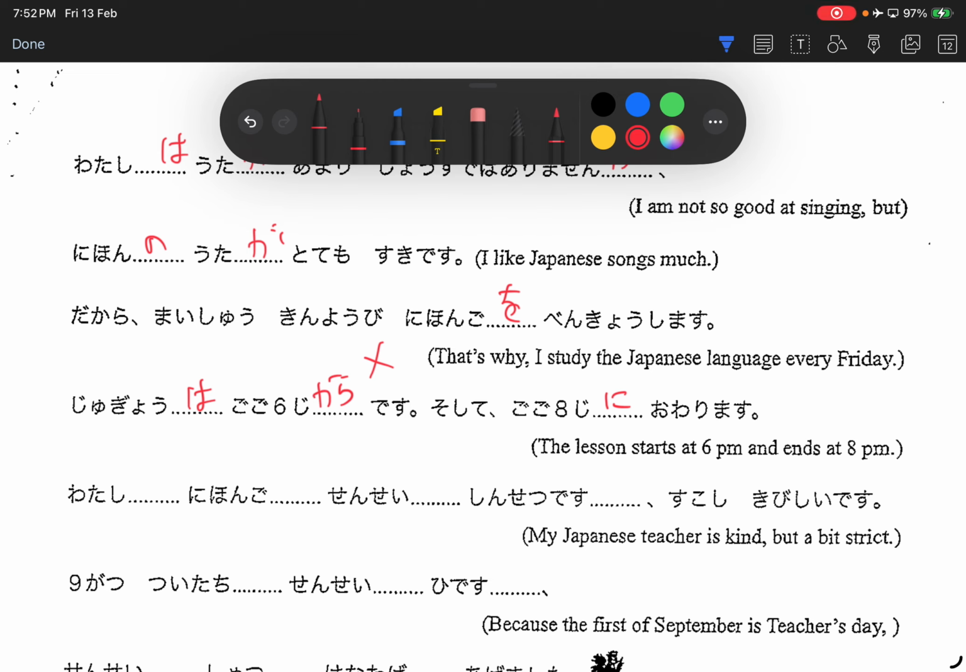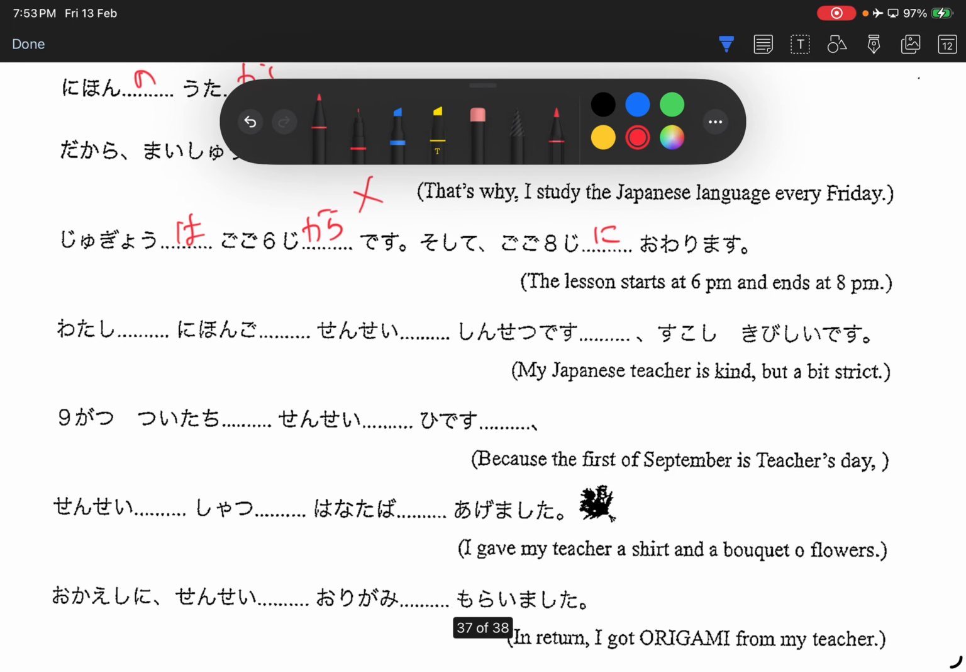Instead, you will learn a new grammar in E2. We will use 8時までに終わります, までに. This is a combination of both まで plus に. Anyway, the difference between まで and までに we will learn in E2. But for now, just use に. まで cannot.